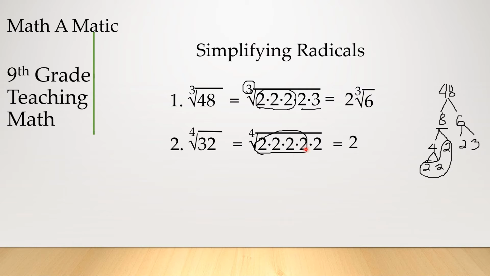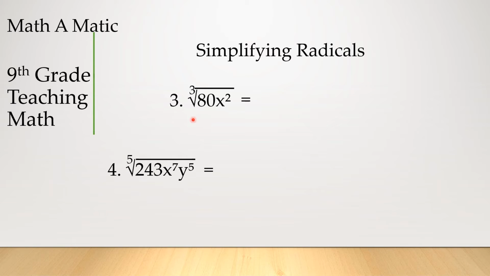And now, we have here the remaining number 2. So you can write that inside the radical sign. So the simplest form of the fourth root of 32 is equal to 2 times the fourth root of 2.